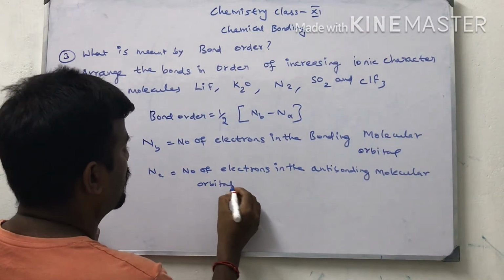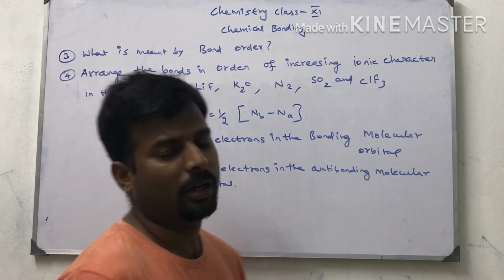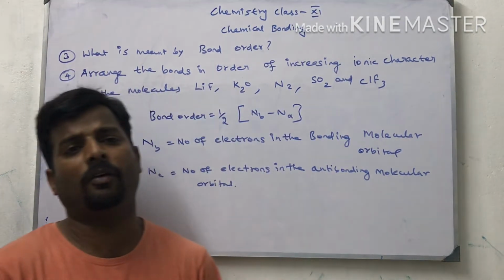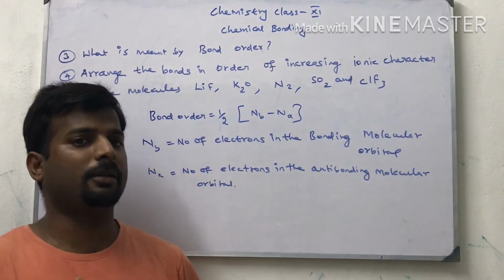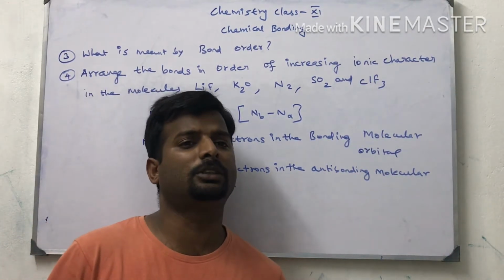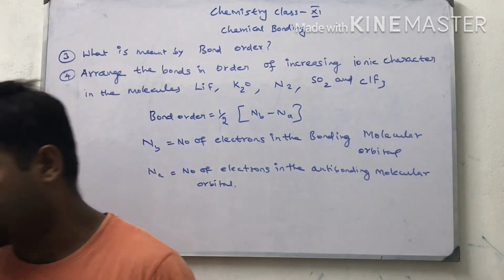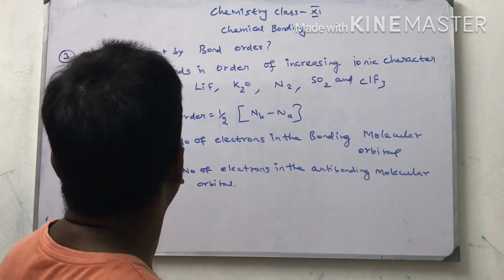Bonding molecular orbital always has lower energy, and anti-bonding molecular orbital has higher energy. So if an electron is removed, it is the anti-bonding molecular orbital that gives up its electron. Okay, next I am going to tell about the third question. Next question, fourth question.